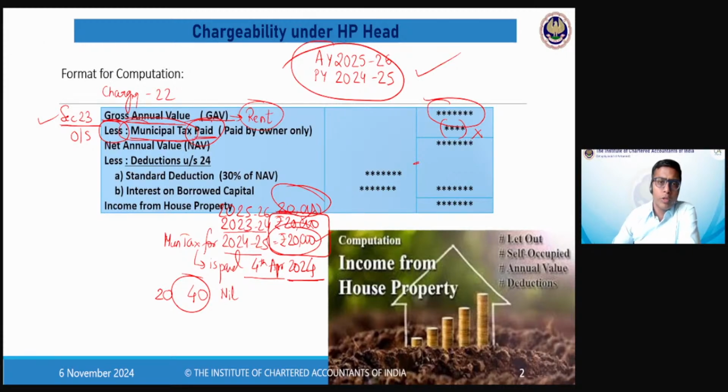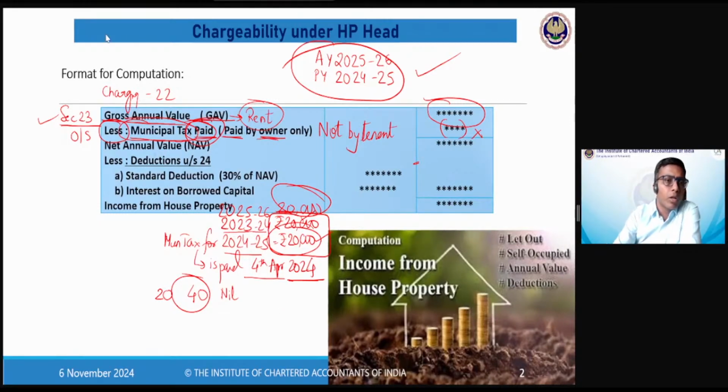Now, in this format, the first point that I made clear about municipal taxes, it is allowed on payment basis. But there is one more follow-up condition. It says payment by whom? Payment by the owner. I will add one thing, not by tenant. Notice this, not by tenant.